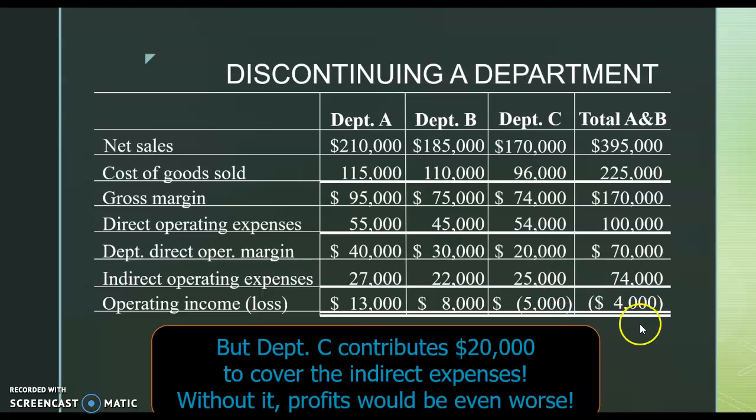So this tells us we will be way worse off if we get rid of Department C. If you look at Department C's direct operating margin, it has a positive number. It's 20,000. Department C's 20,000 is helping take care of some of that indirect expenses. So we should not get rid of Department C. We need to keep Department C.